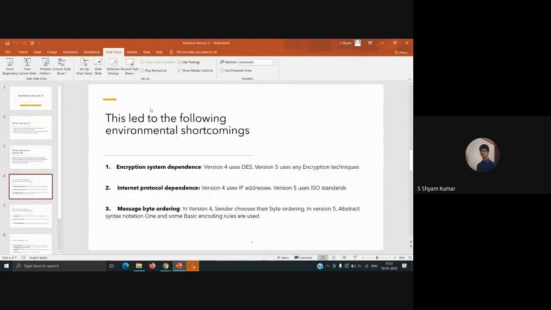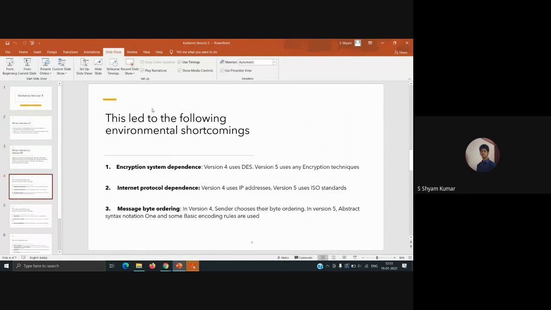First one is encryption system dependence. Version 4 uses the Data Encryption Standard. Data Encryption Standard is great, but it is an old type of encryption technique, which is also a bit vulnerable to attacks. In order not to stick to one particular encryption standard, they thought of adding two or more and having full freedom of using many other techniques. In version 5, you are allowed to use any encryption technique.